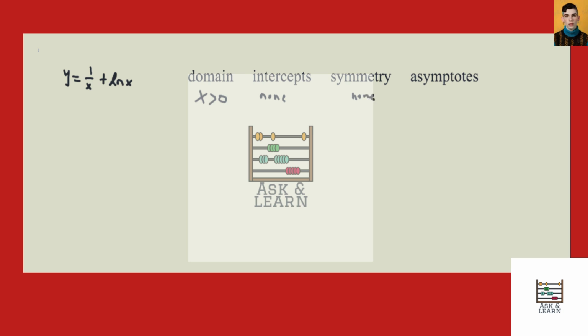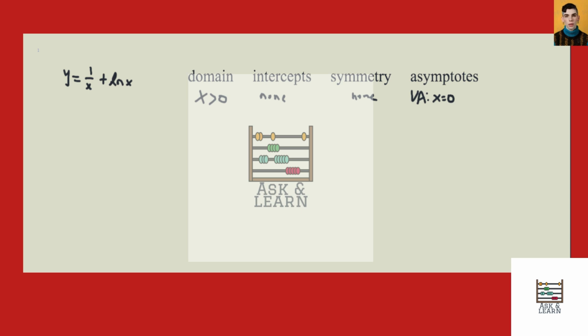And for asymptotes, if we look for a horizontal asymptote, for example, we have to set the limit as x approaches infinity or the limit as x approaches negative infinity. We see that there's no horizontal, however, there is a vertical asymptote at x equals 0, because we set our denominator for 1 over x to 0, so x equals 0 is our vertical asymptote.